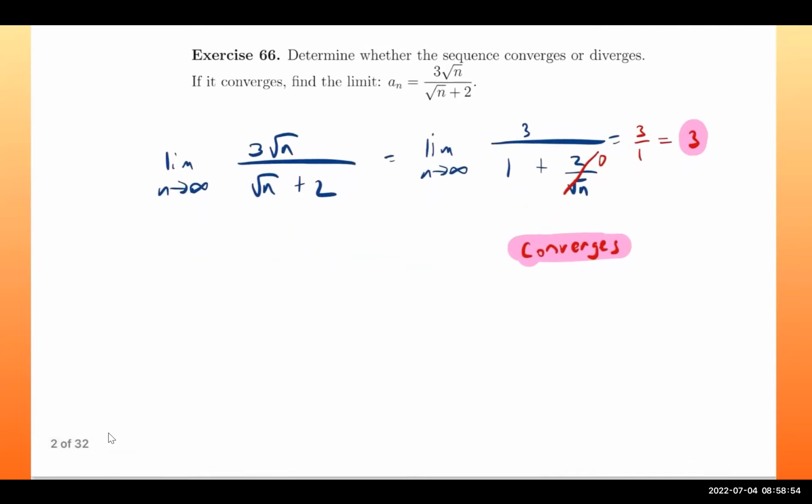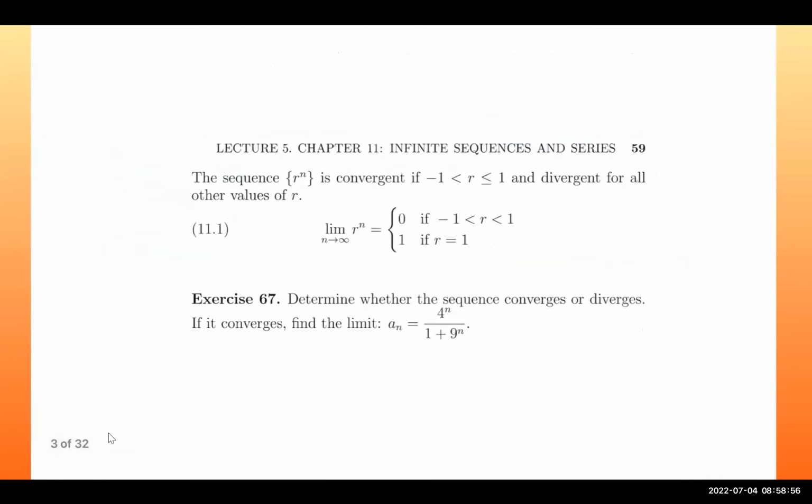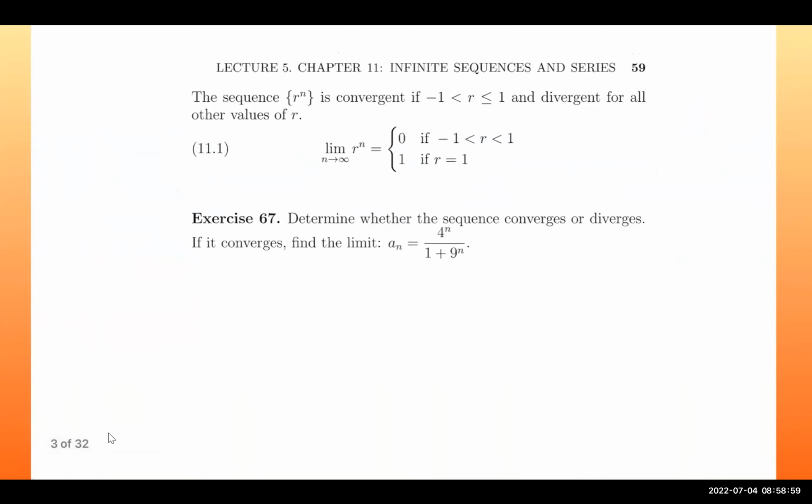All right, let's move on to the next example. Actually, they start us off with a theorem. It says that if you have a sequence that's in this form, then it's going to converge if r is greater than -1 and less than or equal to 1. And it's going to be divergent for all other values of r. So here it is. If r is between -1 and 1, it's going to approach 0. If r is equal to 1, it's going to become 1. If r is any other value, then it just diverges.